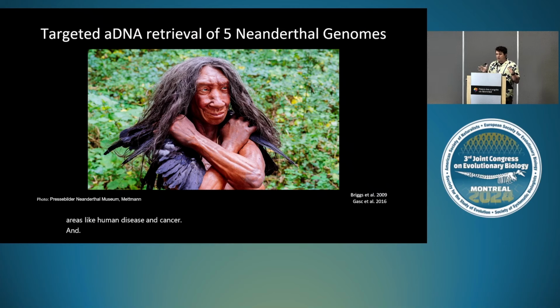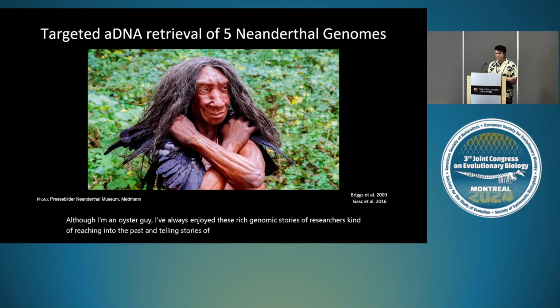Although I'm an oyster guy, I've always enjoyed these rich genomic stories of researchers reaching into the past and telling stories of our close hominid ancestors. In 2009, researchers presented a new method of targeted ancient DNA sequence retrieval that utilized the known Vindija Neanderthal genome and targeted specific regions within the mitochondria to better recreate that mitochondrial genome. This allowed for reduced sample destruction and lessened the sequencing demands, and gave us great insight into their population size relative to modern humans and our great ape relatives.